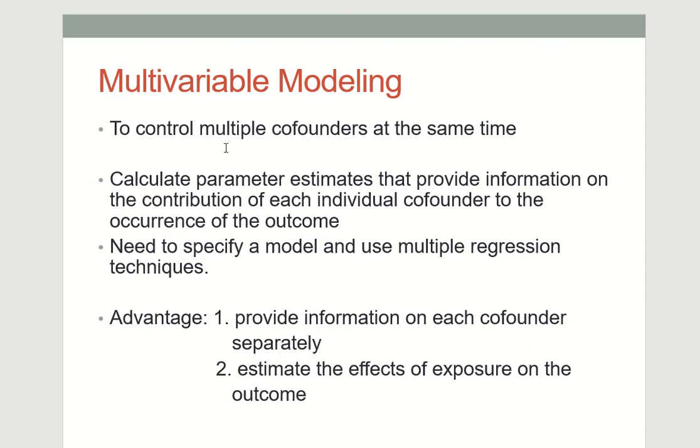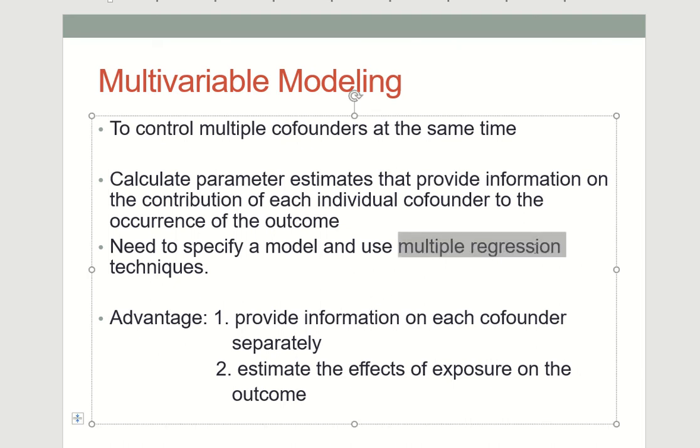So to control multiple confounders at the same time, we calculate parameter estimates that provide information on the contribution of each individual confounder to the occurrence of the outcome. We need to specify a model and use multiple regression techniques. All you care about is the multiple regression technique. It means we're using a model that allows for the presence of multiple variables at once, and by the mere fact that they're present together in the model, they're controlling for each other, and then your estimate is no longer impacted by the confounder.